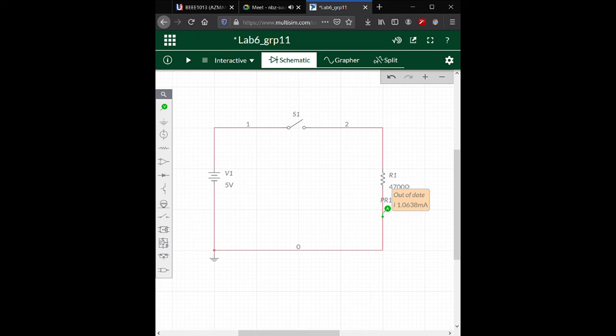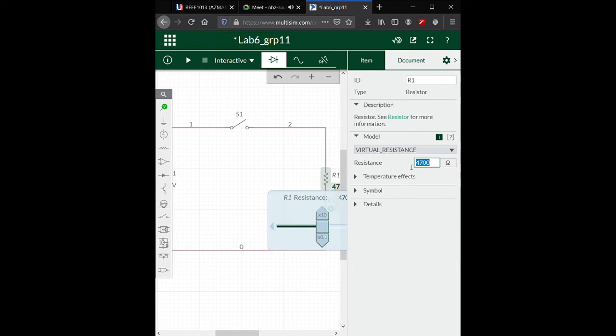Okay, now sir, I will be explaining the examples for our table 2 here. As you can see now, R is the manipulative variable, and what we're trying to respond to is the current intensity measured inside the simulation here. What we keep constant here is the voltage, which is 5 volts. Right now I will change the resistance to 68 ohms.